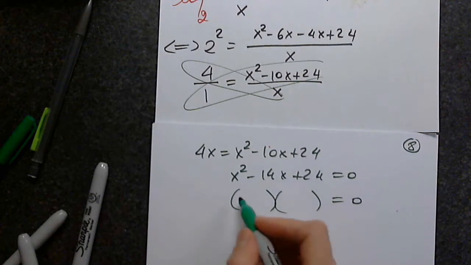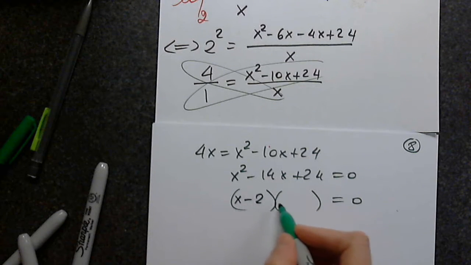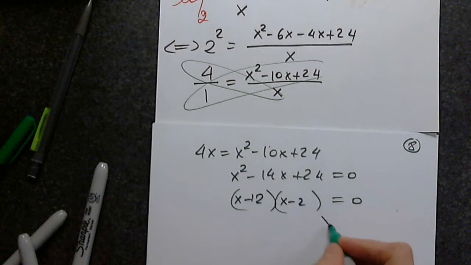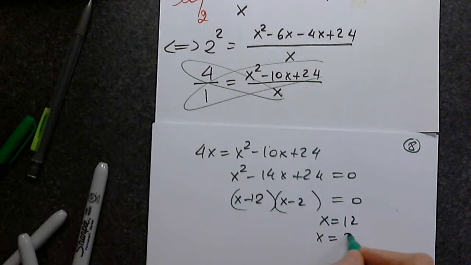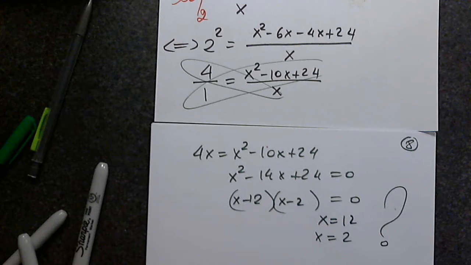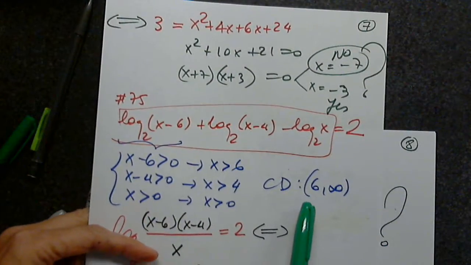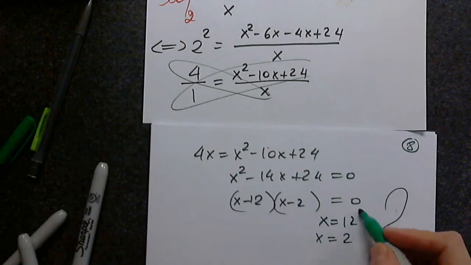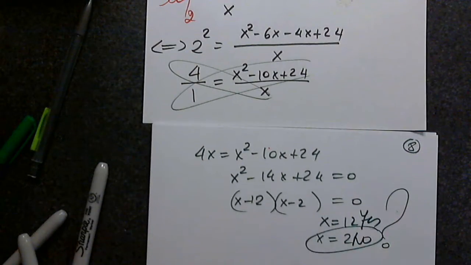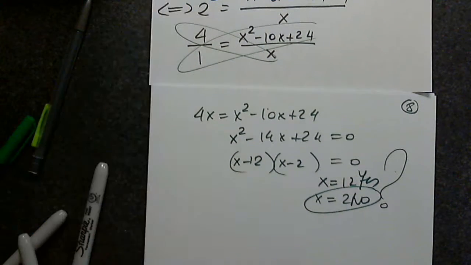Yes? x minus 12, x minus 2. Very good. So then we have x equals 12 and x equals 2. Big question mark. Why? Good. Which means? Yes, correct. Very good. Awesome. Let's look at one more before we look at word problems.